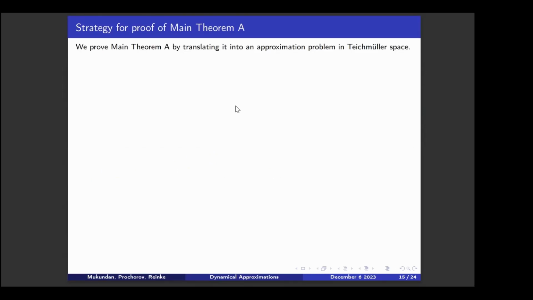Okay, now we have introduced all these things. So let's look at the strategy for proving the main theorem. I haven't written down a lot of things, but I can tell you what's going on. So, okay, we are going to translate. Let's recall what theorem A is.